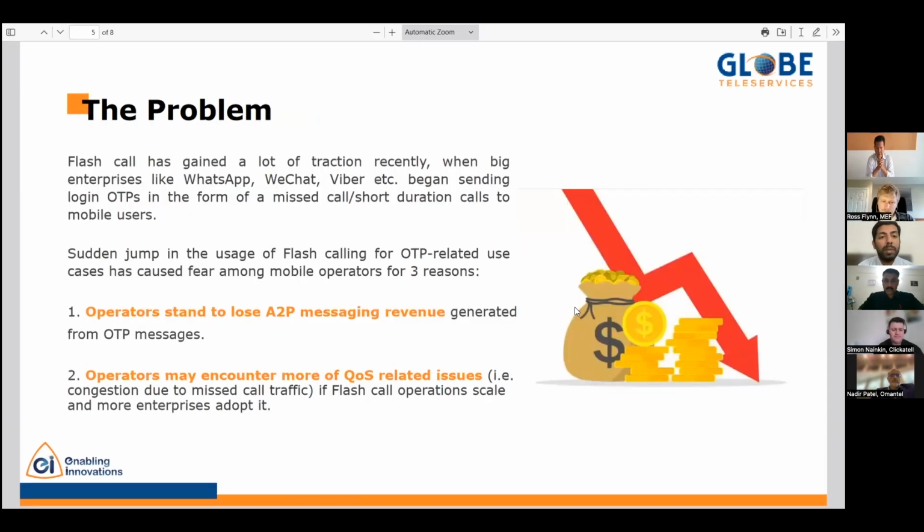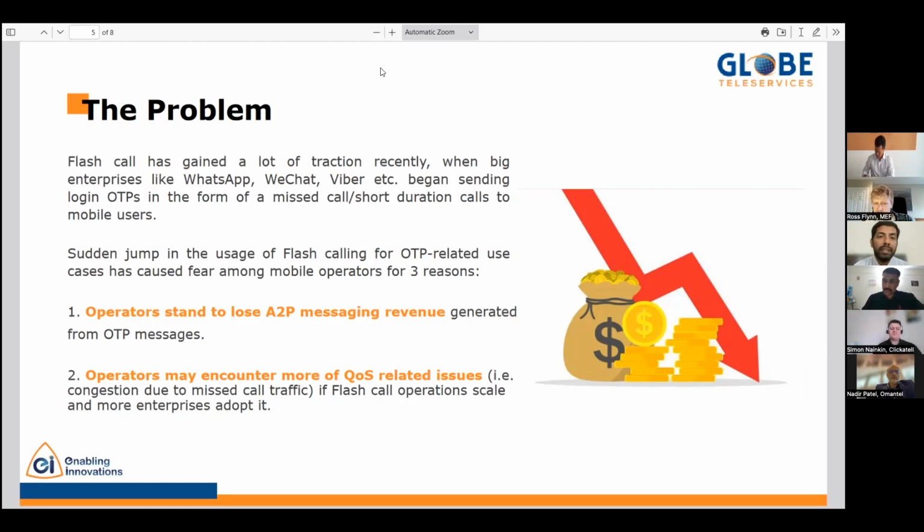So this is where the problem comes in. While it is a great mechanism for end user authentication, there are certain challenges which come into play, especially on the operator side. The operator is typically expected to receive an A2P SMS for authentication, which is the traditional mechanism. However, in the flash call, which is typically like a missed call, there is a very strong probability that the operator would not receive any revenue. Rather, the messaging revenue is being converted to a nearly zero or absolute zero call revenue. Thereby, the operator stands to lose A2P messaging revenue.